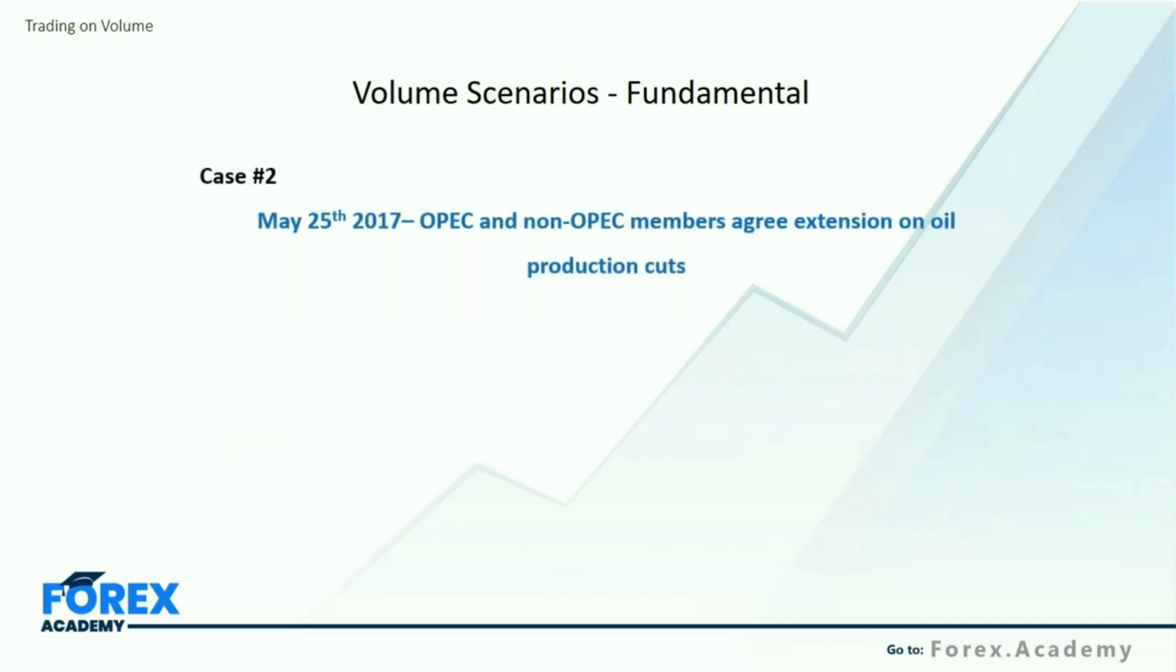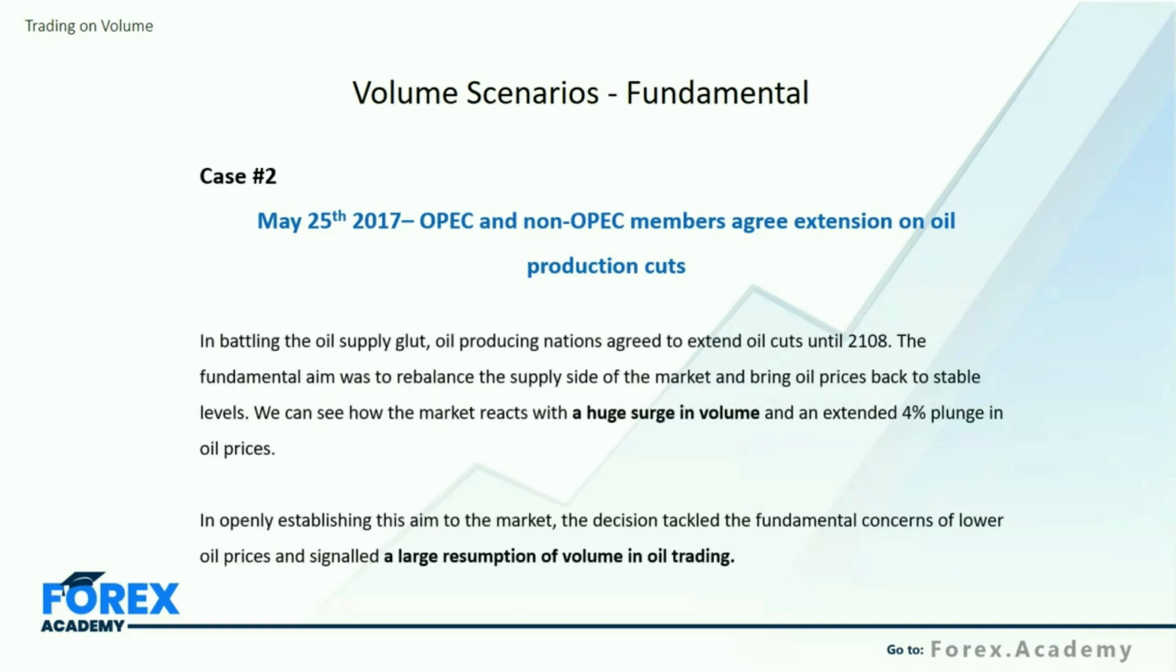Let's have a look at case number two. This is particularly the WTI crude oil market. May 25th, 2017, OPEC and non-OPEC members agree extension on oil production cuts. Now, what happened in this scenario? In battling the oil supply glut, oil-producing nations agreed to extend oil cuts only until 2018. The fundamental aim was to rebalance the supply side of the market and bring oil prices back to stable levels. That was the objective. We can see how the market reacts with a huge surge in volume and an extended 4% plunge in oil prices. That's a 4% plunge to the downside in oil prices initially.